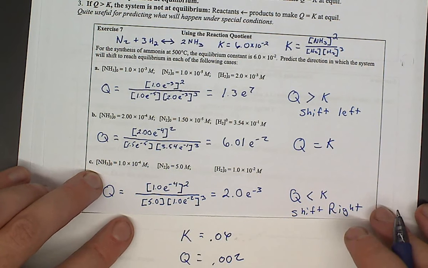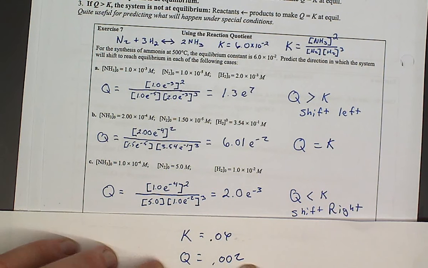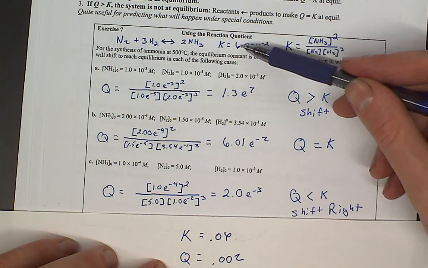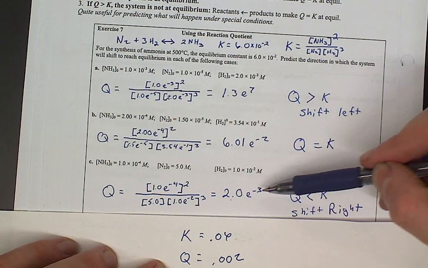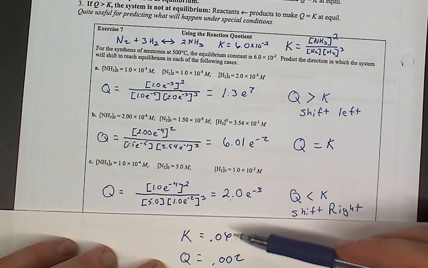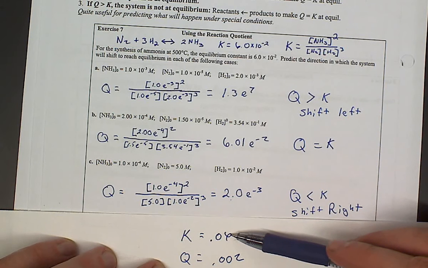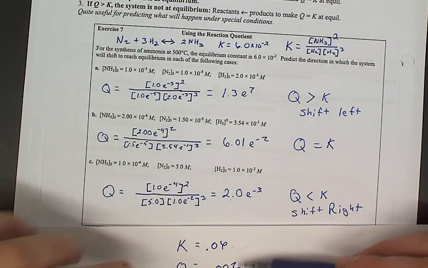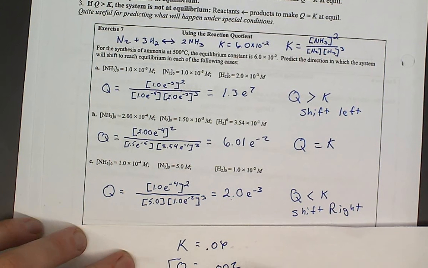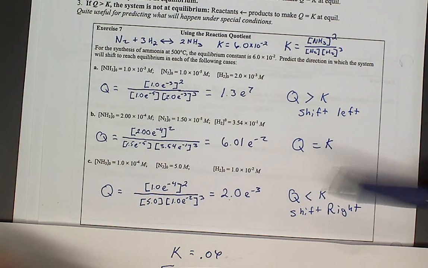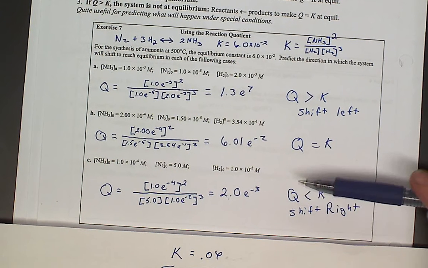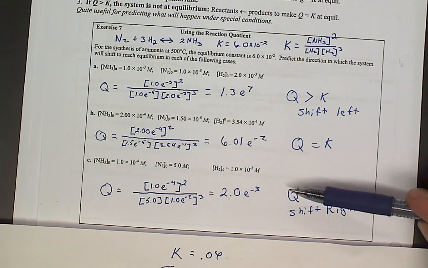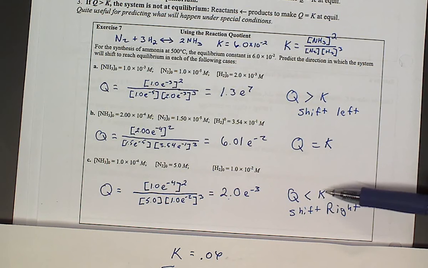So sometimes I like writing it out like this because initially when you first glance, you're like, well, 6 is bigger than 2. Okay, you have to take into account that this is a negative power of 10. So the 6 is actually 0.06 or 6/100ths, while this is 2/1000. So Q is the smaller value between these two. So we established that Q, okay, our initial concentrations are going to be less than K, and this is going to shift to the right.